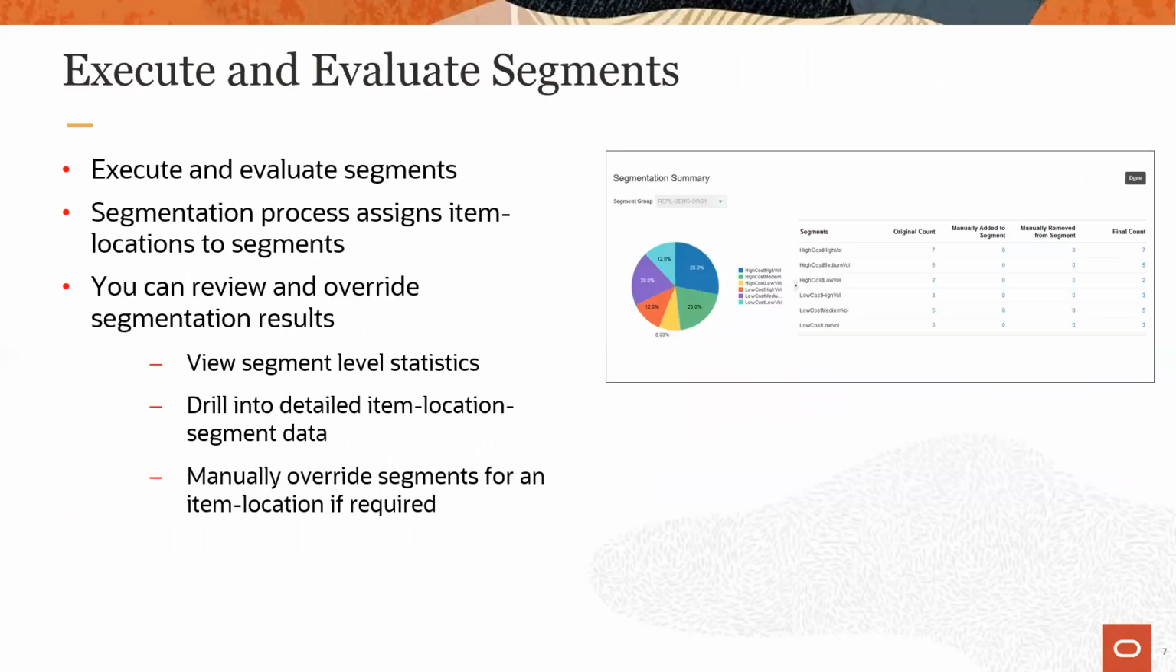You will then need to run execute segmentation process, which evaluates the rules set up for each segment and assigns item locations to respective segments. You can review the results using pie chart and drill into detailed item location segmentation data. If required, you can manually override segments for item locations.